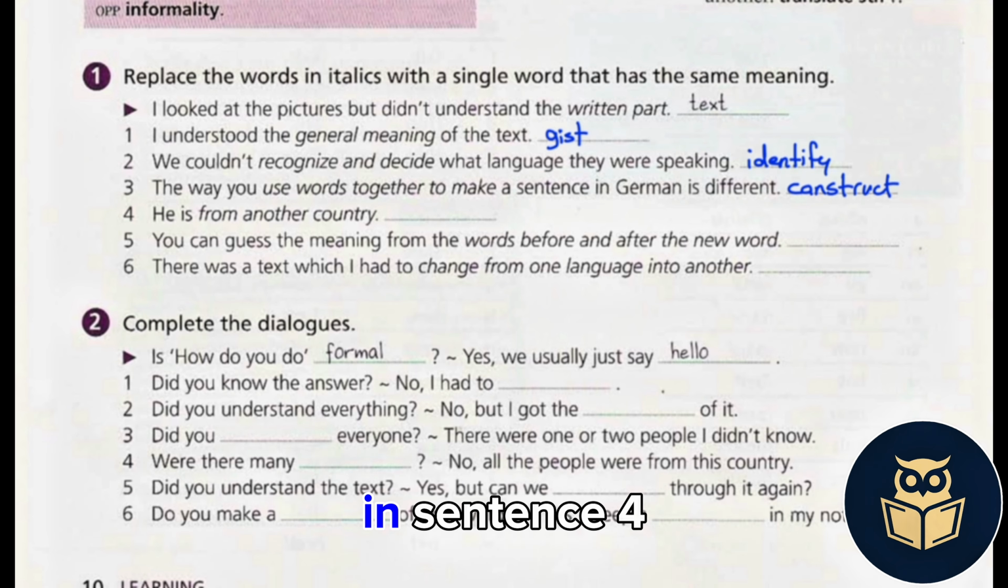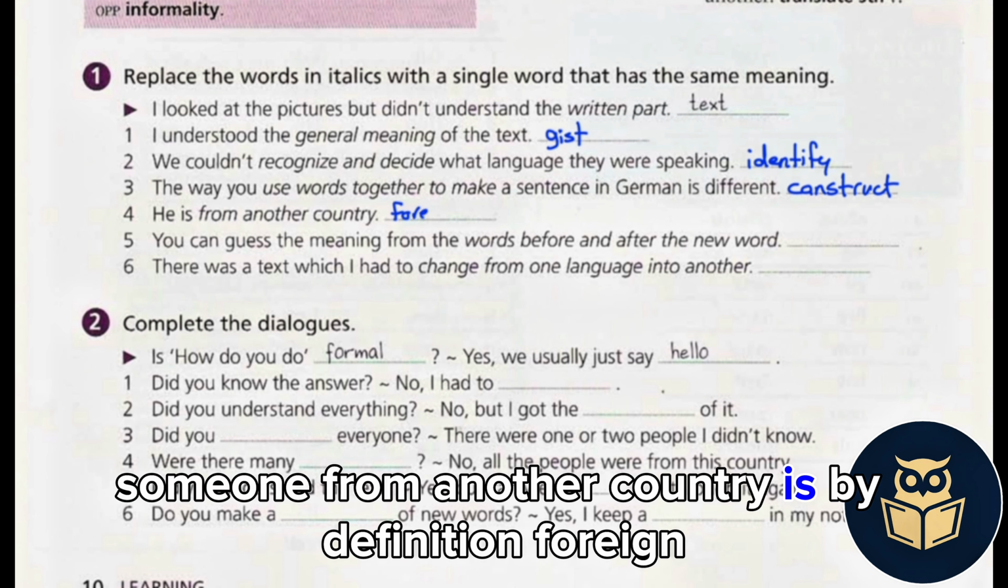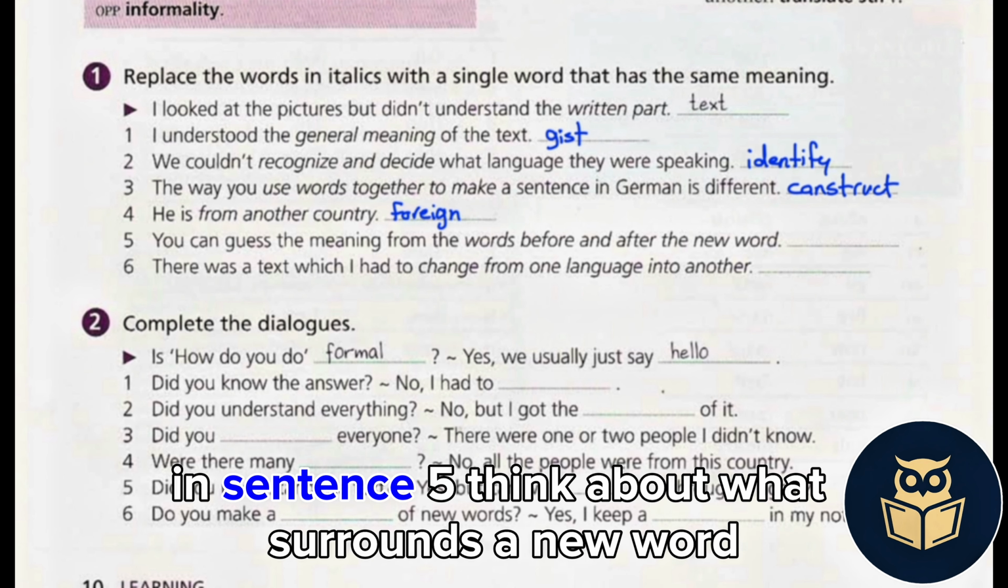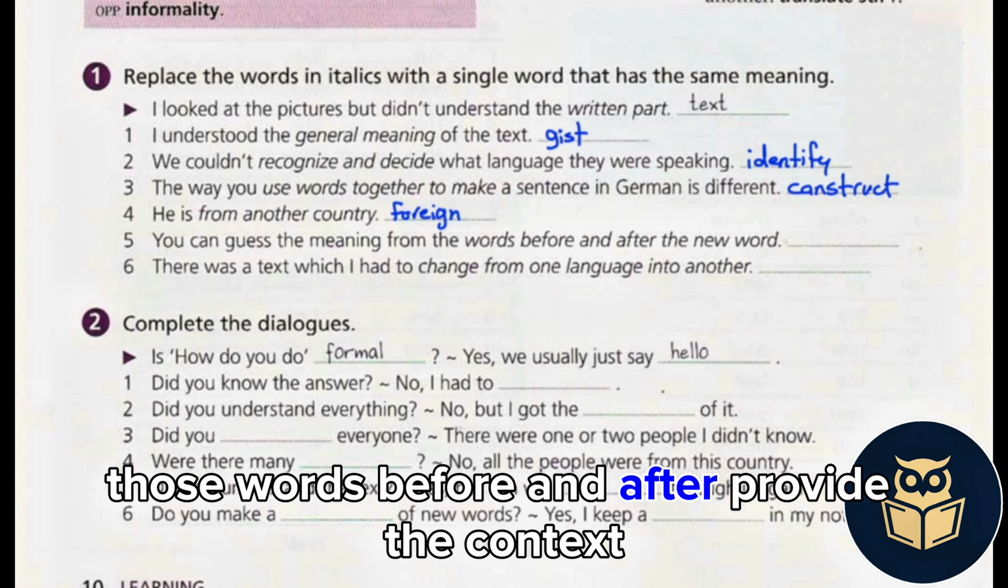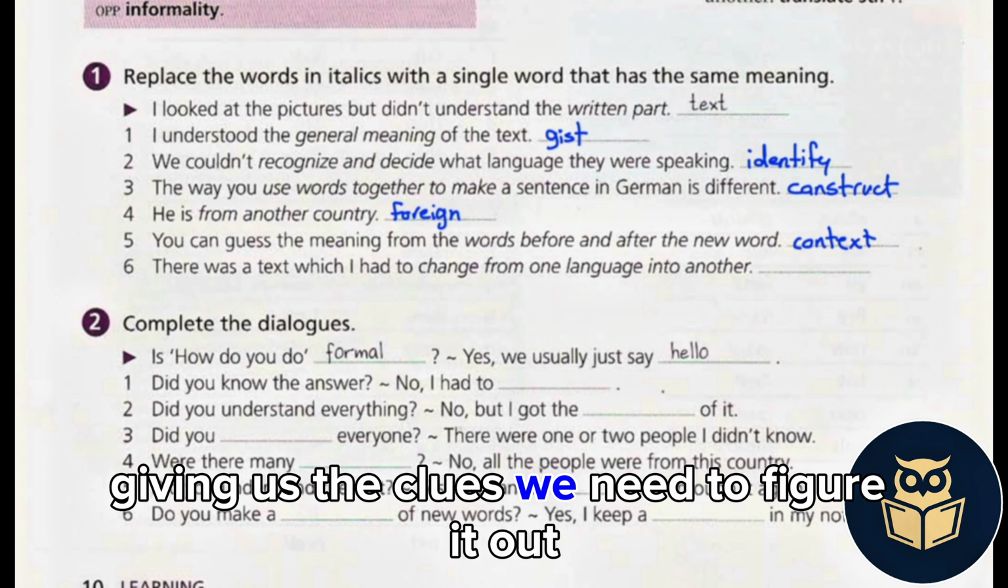Moving right along. In sentence 4, someone from another country is, by definition, foreign. In sentence 5, think about what surrounds a new word. Those words before and after provide the context, giving us the clues we need to figure it out.